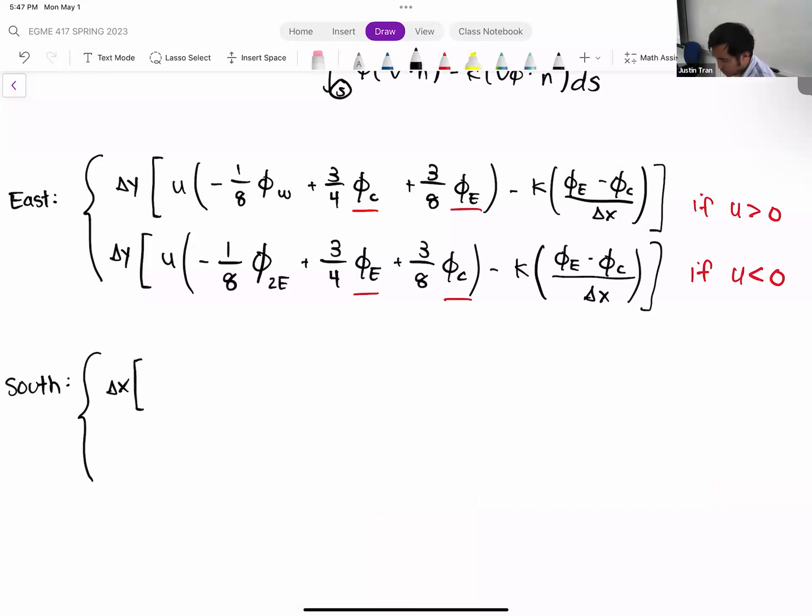We're going to follow the same logic here, except now we're evaluating the integral on the south. This one we have a minus v times 1/8 phi sub 2s plus 3/4 phi sub s plus 3/8 phi sub c.